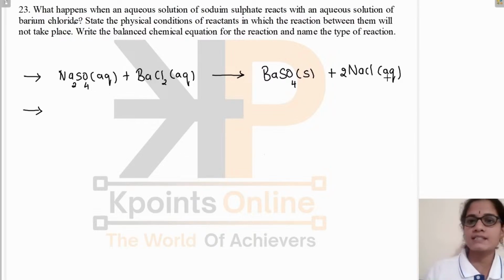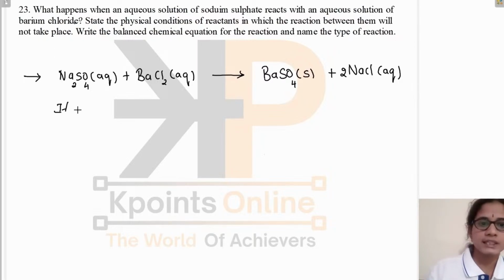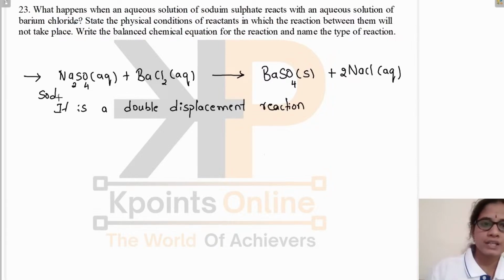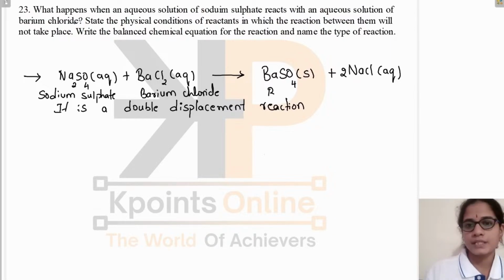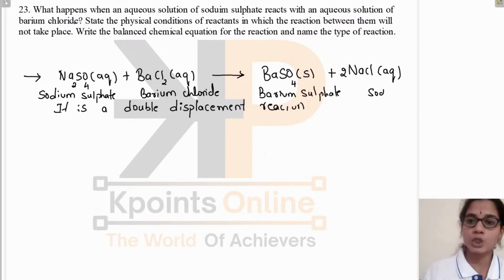What is the reaction that has taken place here? It is a double displacement reaction. Mention the reaction first. It is a double displacement reaction. You should also mention the names: sodium sulfate, barium chloride, barium sulfate and sodium chloride.